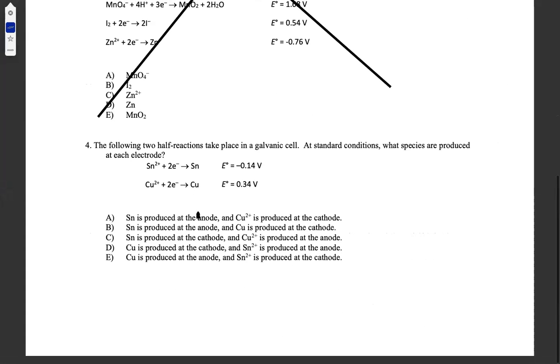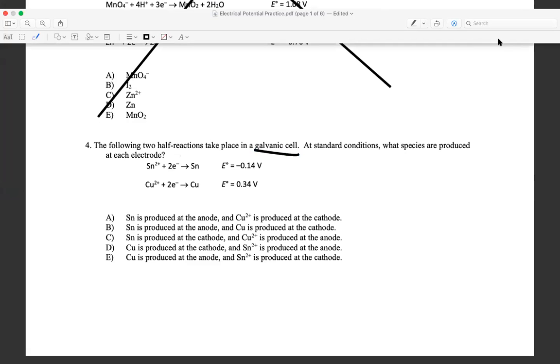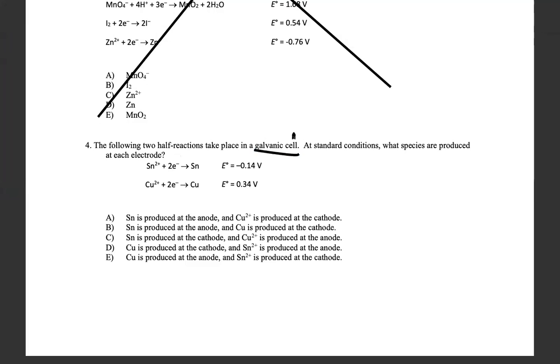Okay. So this is kind of what she talked about in class specifically today. The following two half reactions take place in a galvanic cell at standard conditions. What species are produced at each electrode? Real quick, does anyone remember what a galvanic cell means?